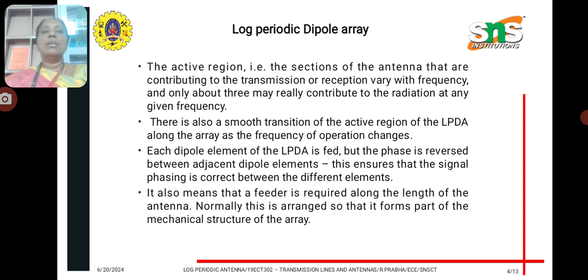So there is also a smooth transition of the active region of the LPDA along the array as the frequency of operation changes. Each dipole element of the LPDA is fed, but the phase is reversed between adjacent dipole elements. This ensures that the signal phasing is correct between the different elements. So it also means that a feeder is required along the length of the antenna. Normally, this is arranged so that it forms part of the mechanical structure of the array.